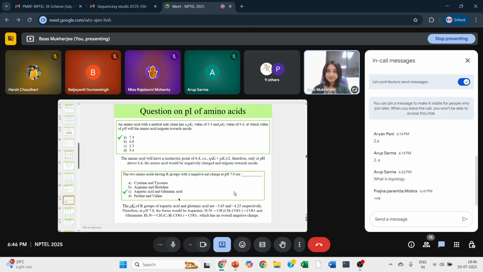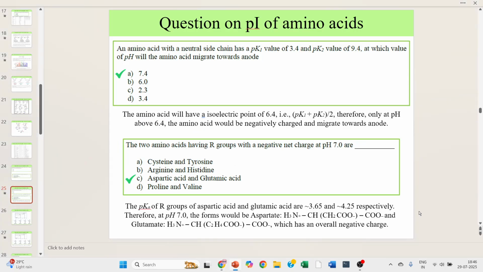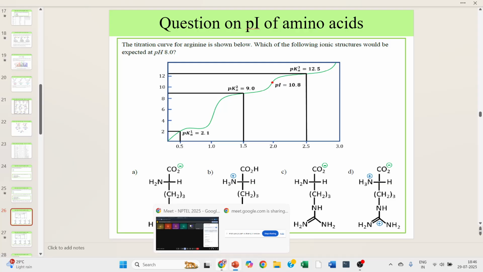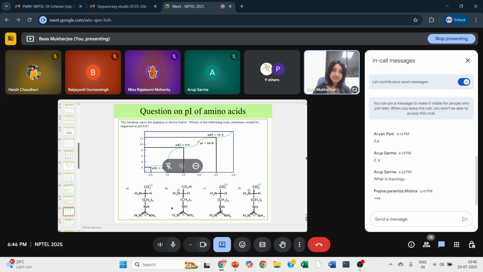Got it? So they have an overall negative charge at pH 7. Okay, now we'll move on to the next question. This is the kind of question that you can expect in the exams. This is the titration curve of a triprotic acid.